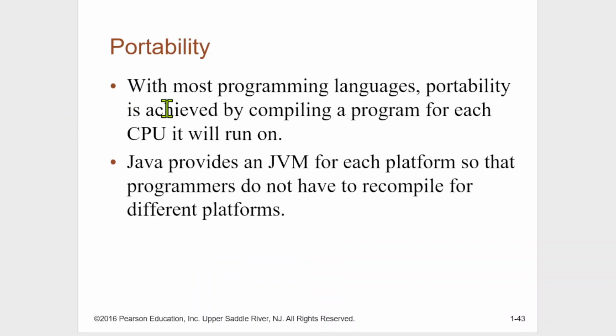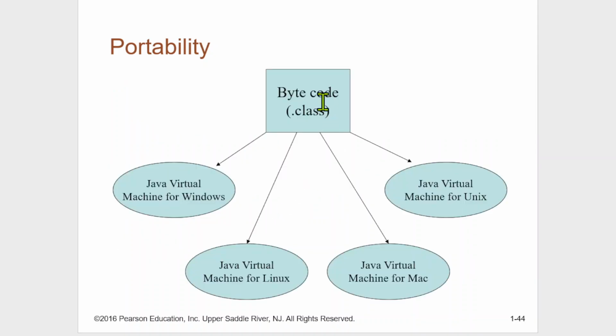With most programming languages, portability is achieved by compiling a program for each CPU to run on. Java provides the JVM for each platform, so programmers do not need to recompile for different platforms. So you take the code, the class file, the bytecode, and you can run it on any machine because there's a Java virtual machine sitting on any device.